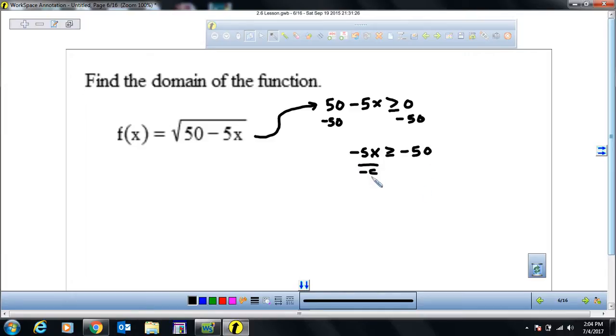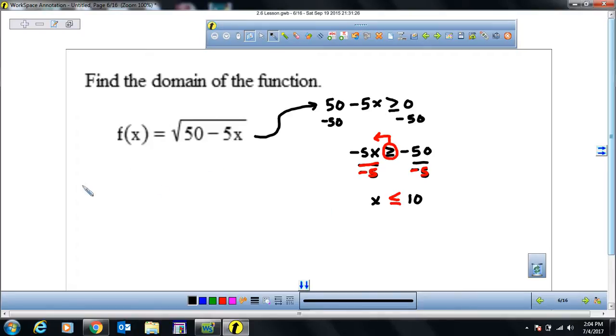Then we have to divide both sides by negative 5, and that's going to give us one little thing you need to keep in mind. This is called the multiplication property of inequalities, which says that when I divide or multiply both sides of an inequality by a negative number, the inequality symbol is going to change direction. So this is going to end up as x is less than or equal to positive 10. That means that if x is a number less than or equal to 10, then the number inside is going to be a positive number.